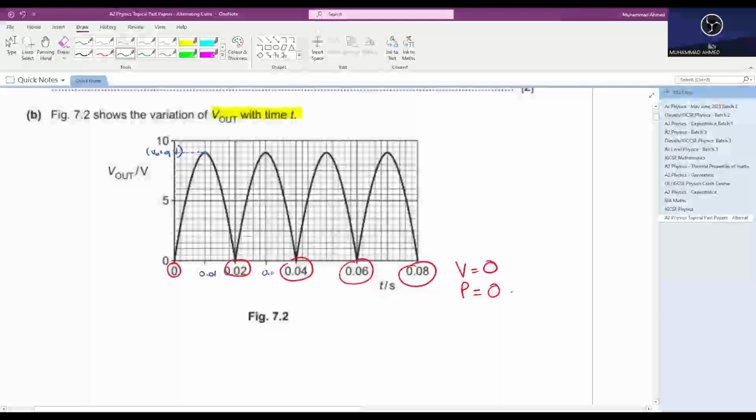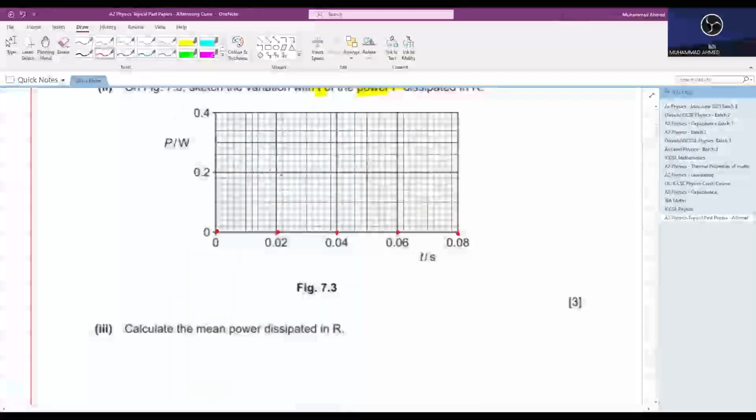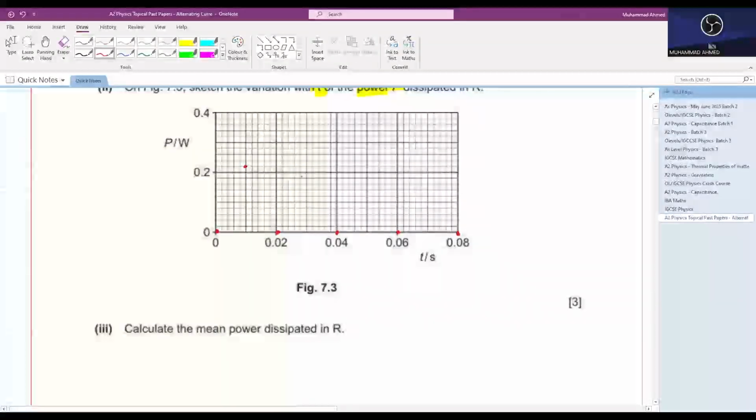0.01, 0.03, 0.05, 0.07. At these points, you have the maximum voltages. If you have maximum voltages at these points, this means you will have maximum power at these 4 points. What was the maximum power? 0.22. So let's mark it here. So your maximum power will be here, here, here, and here.